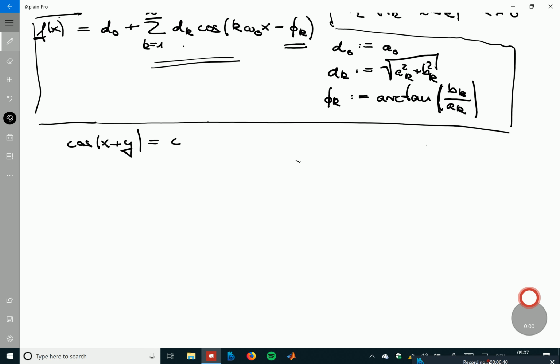These are also listed in the script, these equalities, but they are not proven because that's something left for the mathematicians. So if you put a sum into the cosine, you can express this cosine of x plus y as the cosine of x times the cosine of y minus the sine of x times the sine of y. It's a basic functional property of the cosine.